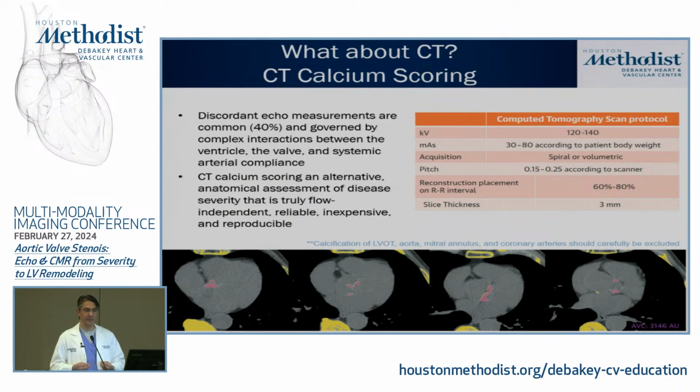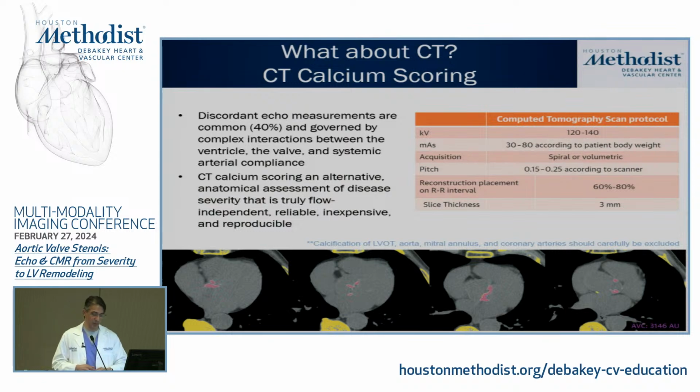Now, instead of giving somebody dobutamine and stressing them and having to watch an EKG and all these different Doppler profiles, wouldn't it be better to have some sort of test which is flow independent and reliable? If I do it and Dr. Shah does it, we'll get the same results. Inexpensive, and reproducible. It turns out simply calculating an aortic valve calcium score could fit this bill.